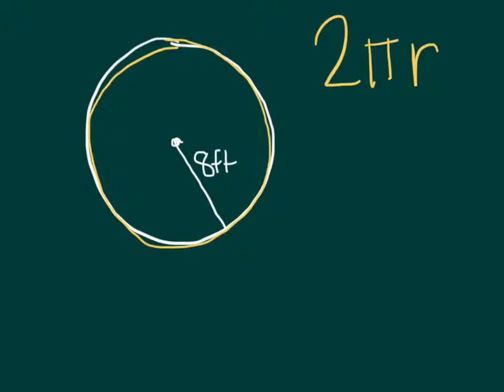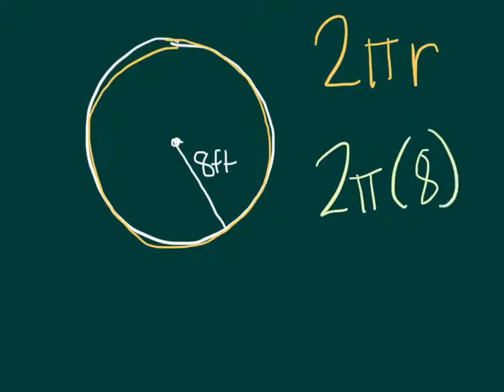And we talked about this in the unit that we did, surface area and volume of solids. So this is the outer length, and so we're looking for that in this particular circle. So we're going to take 2 times pi times the radius, and in this circle the radius is 8 feet. So the answer to this problem would be 16 pi.